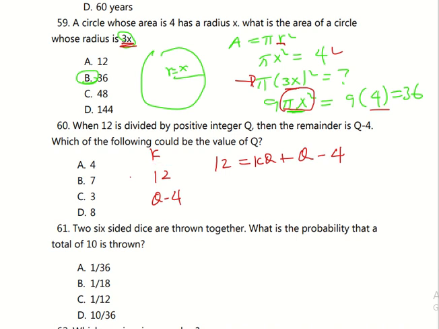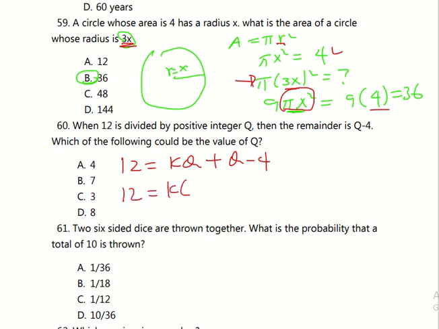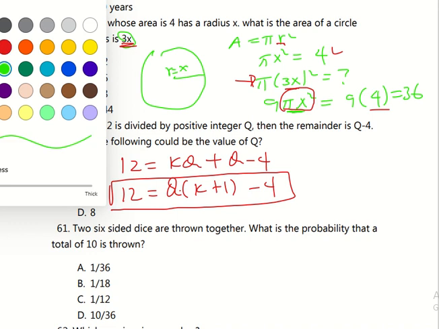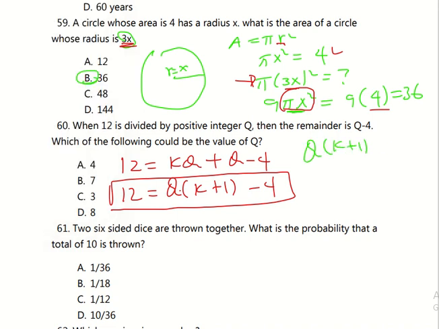Okay, our equation will start here. Remember, a number 12 is divided by a number q, that means 12 is equal to k times q, the quotient times q, and then plus the remainder, which is q minus 4. This equation can be written: you can take out q common. If I take out q common, what is left? k plus 1, minus 4. Okay, keep this one and then bring the constant here. When I bring the constant, what remains? q times k plus 1 will be 16.